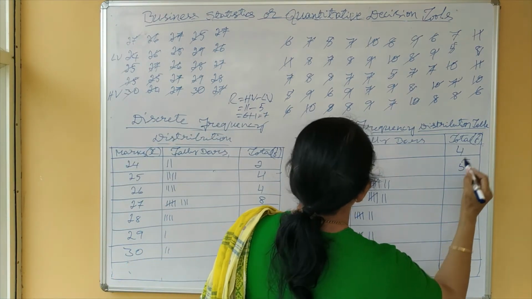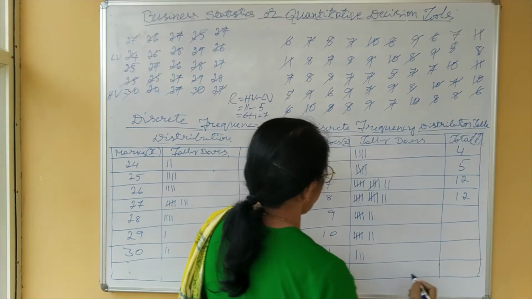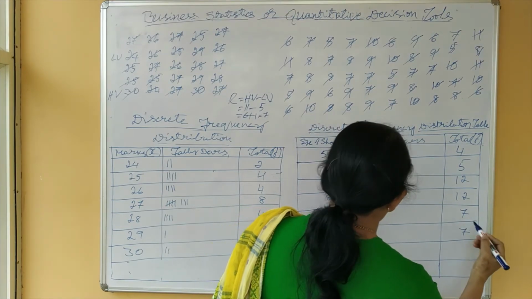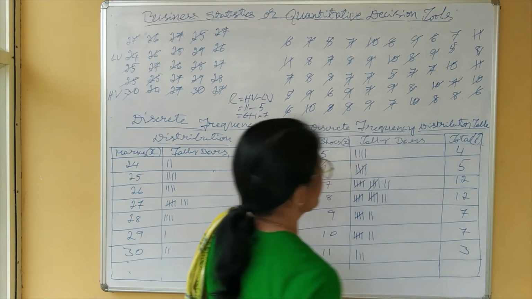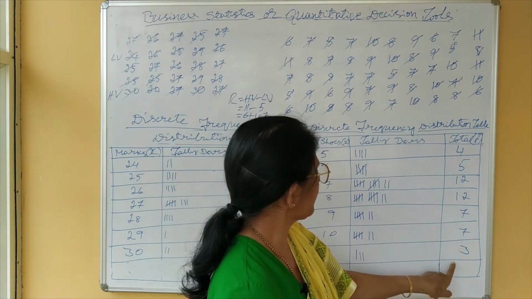4, 5, 12, 12, 7, 7, 3. Now, take the total of all these frequencies.